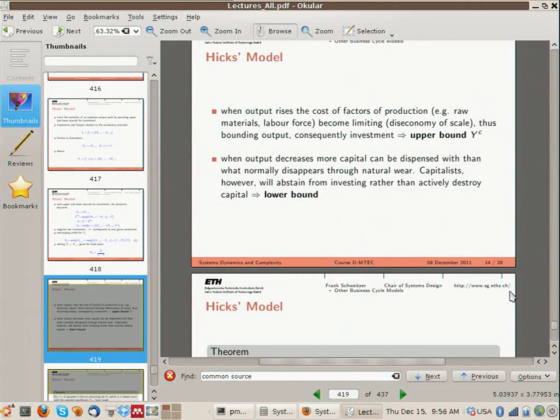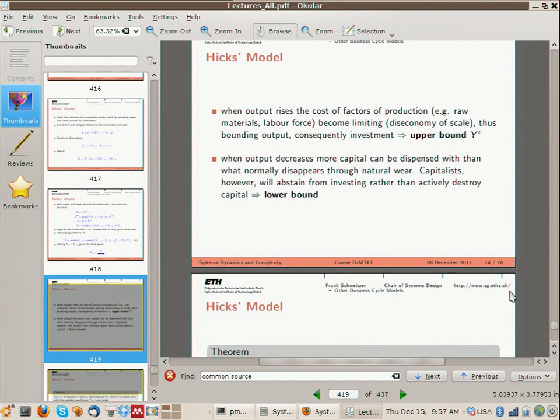Yes. Can you explain? So, the question is, what are the upper bounds and lower bounds again? I'll be short. The upper bound to output or to investment as well is the fact that as your capital stock increases, you have more and more factories, you have more and more output, it becomes increasingly more expensive to invest into new capital goods.